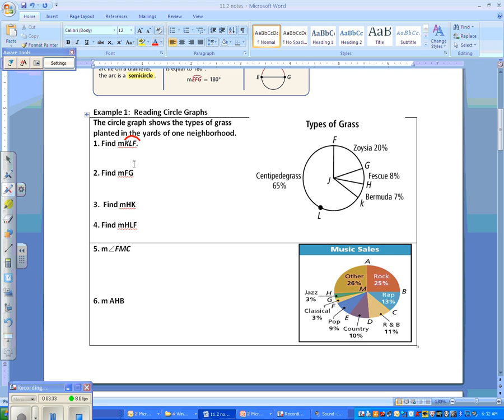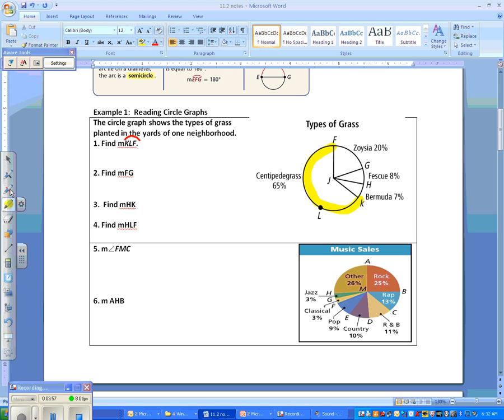Right? Is that what they wanted? Yeah, they're talking about arcs here. Pretty sure. Let's see. KLF. Yeah. So if you look at this arc, KLF, we're going to go from K, then we're going to read to L, then we're going to read to F, because that's where it's telling us to go, from K to L to F.